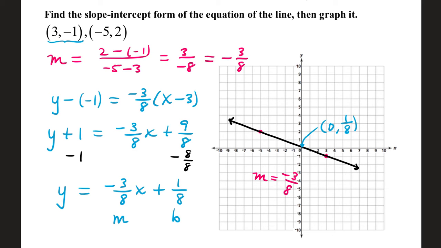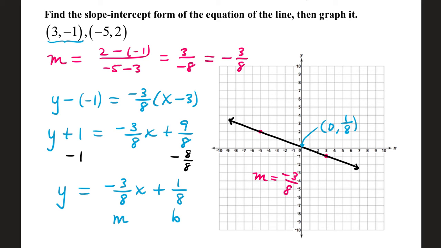First, let's get our slope, and you can either do that by counting the grid from dot to dot. We would go down 3 over 8 for a slope of negative 3/8, or you can use your slope formula. y2 minus y1, 2 minus negative 1, that's 3, over the difference in your x's subtracted in the same direction, negative 5 minus 3, that's negative 8. So we get a negative 3/8 slope.